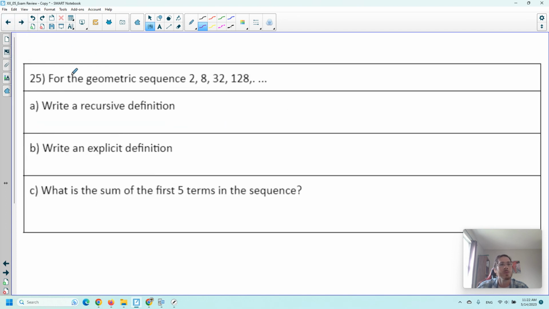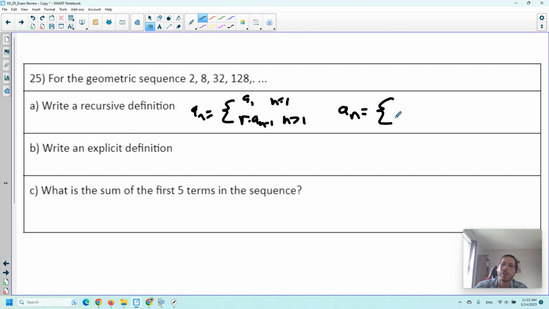Oops, too far. 25, we got our geometric sequence. So remember, for a geometric sequence, that's multiplying every time. So first we have to do the recursive definition. So a of n is equal to a1 when n equals 1, and r times a sub n minus 1 when n is greater than 1.